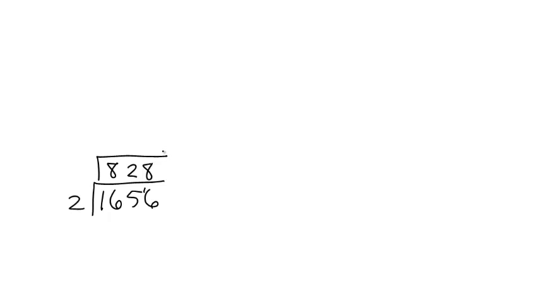828 also ends in an 8, so it's also an even number. It can be divisible by 2. 2 goes into 8 4 times, goes into 2 once, goes into 8 4 times. 414, still an even number. We can divide that by 2. 2 goes into 4 twice, 2 goes into 1, it doesn't carry the 1. 2 goes into 14 7 times.